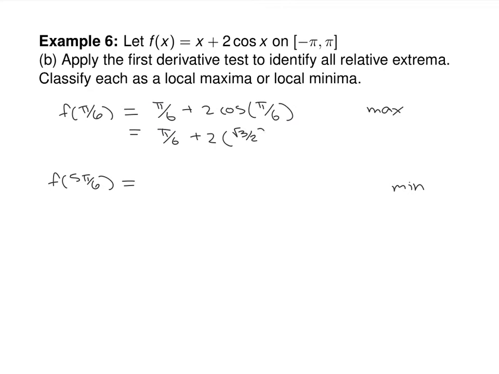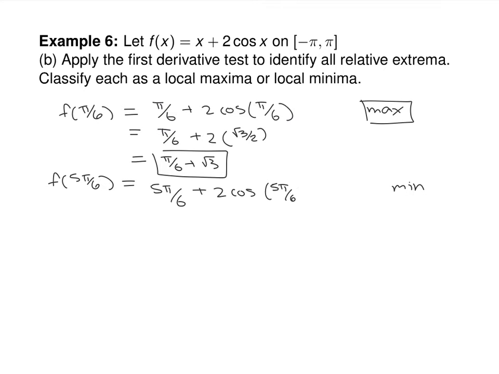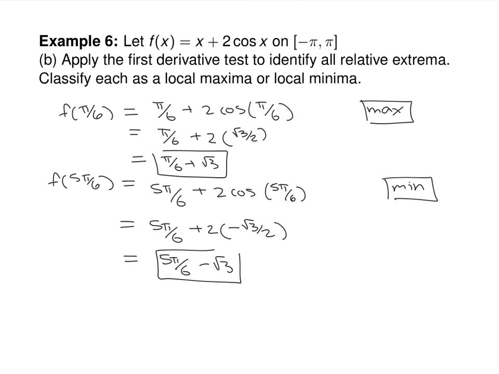Square root 3 over 2. So that's going to be pi/6 plus root 3. Okay, good enough. And this will be 5 pi/6 plus 2 cosine of 5 pi/6. And what is cosine of 5 pi/6? Good, so that's 5 pi/6 minus root 3. All right? Okay.